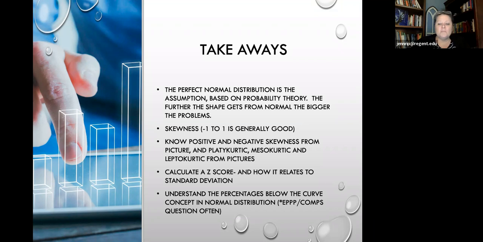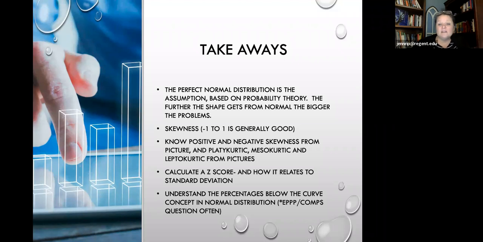You want to know positive and negative skewness. And for my class, you want to be able to look at a picture of a bell curve and be able to label it: hey, that's positively skewed or negatively skewed. Oh, that's platykurtic. That's mesokurtic. That's leptokurtic. All of that. And I should be able to show you pictures and you would go, okay, I know what that is.